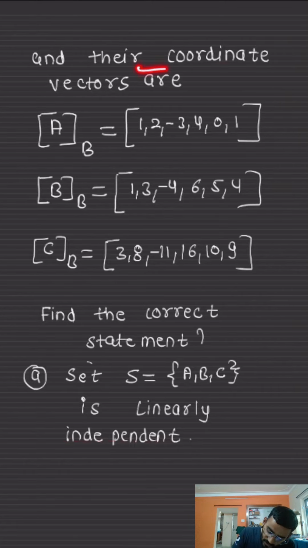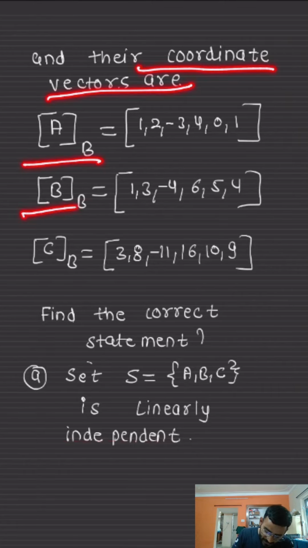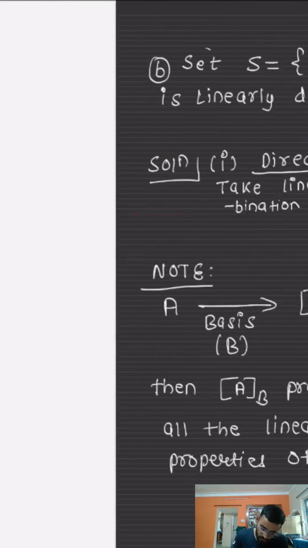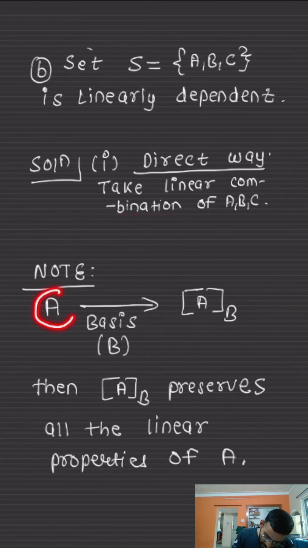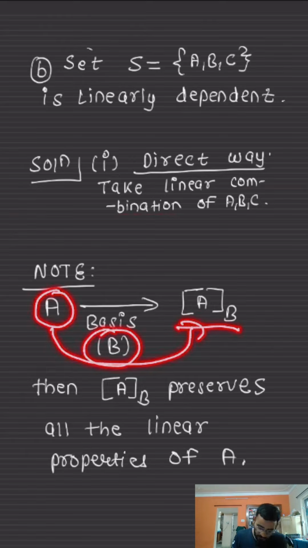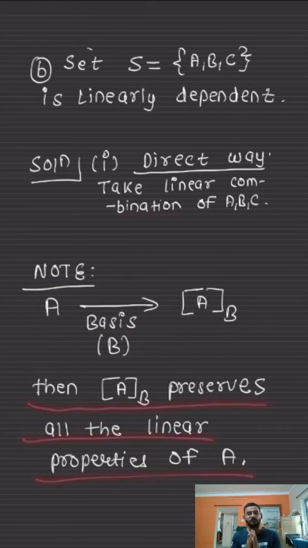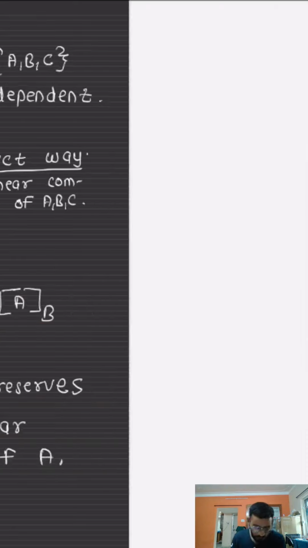Here, since the coordinate vectors of A, B and C are given, we'll see the coordinate vector method to solve this problem, which is much less time consuming. Okay, so let a matrix A have the coordinate vector A_B with respect to basis B. Then we know the coordinate vector preserves all the linear properties, like commutativity, associativity, linear dependence, linear independence. All these properties are preserved by the coordinate vector.